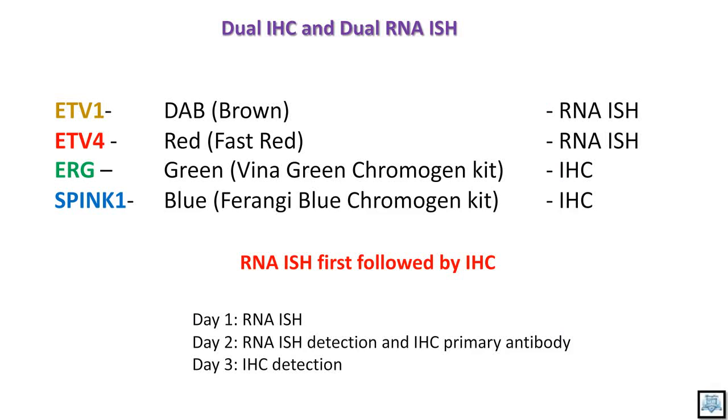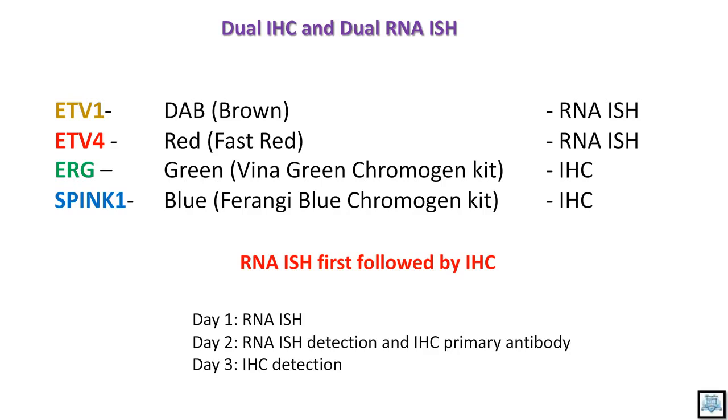Like I discussed before, we have these multiple markers. Based on the availability of reagents, we were able to improve the detection approach so that we can detect at least 4 markers in a single hybridization right now. We can combine both IHC and RNA-ISH. We have 2 markers for IHC, ERG and SPINK1, and ETV1 and ETV4 by RNA-ISH. We can detect all 4 markers on the same tissue by doing a sequential hybridization, RNA-ISH first, followed by immunohistochemistry.